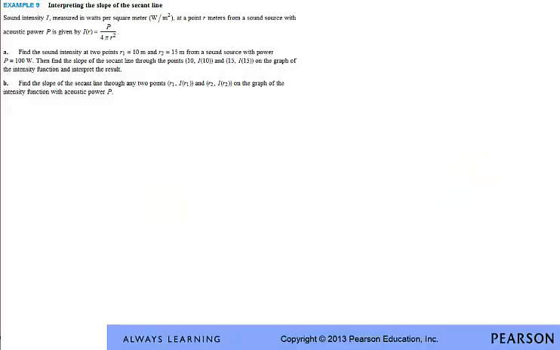This next problem is a word problem involving a secant line, and they have told me that the sound intensity I is a function of r, and r happens to be however many meters that you're away from that sound source, equal to the acoustic power divided by 4 pi r squared. And they would like you to give the slope of the secant line from points 10 meters and 15 meters.